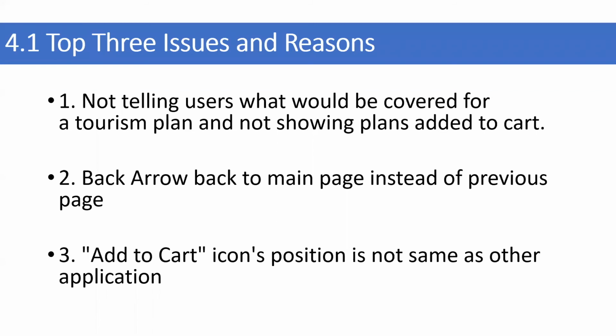Our group identified some big issues regarding our phase 3 mockup. Some of them are from phase 3 discussion and some are from heuristics. The first one, not telling users what would be covered for the tourism plan and not showing plans added to a cart. We deem it the most severe because it will heavily influence users' cognition about the application. These are important pieces of information that users should be informed of.